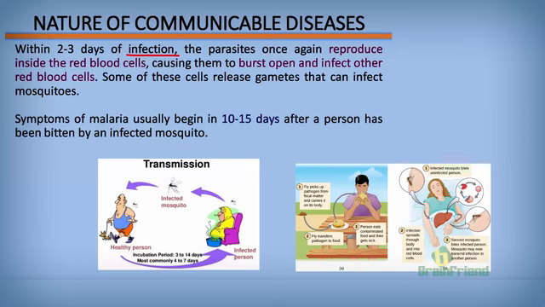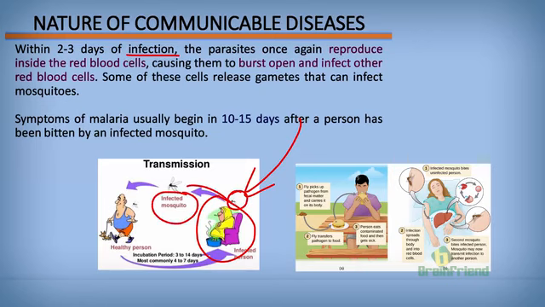So we can see in this image, an infected person, of course, is already showing symptoms of malaria. The person is already sick. When this person is bitten by this mosquito, the mosquito becomes infected. And you can see a healthy person just strolling by. This infected mosquito goes on to bite this healthy person, and the person also becomes infected with malaria. Symptoms of malaria usually begin 10 to 15 days after a person has been bitten by an infected mosquito.